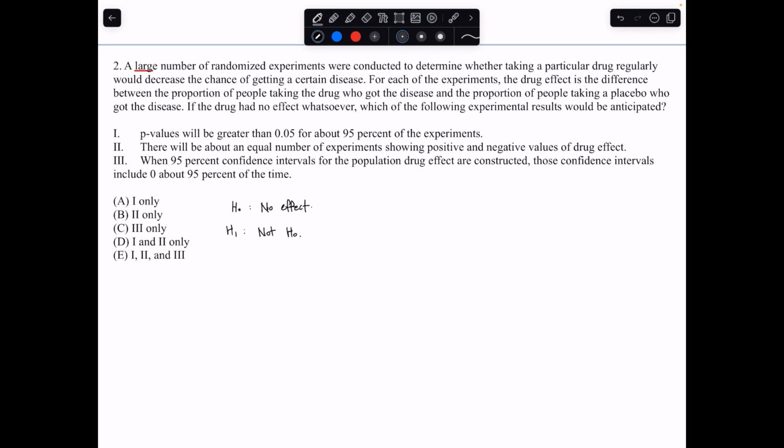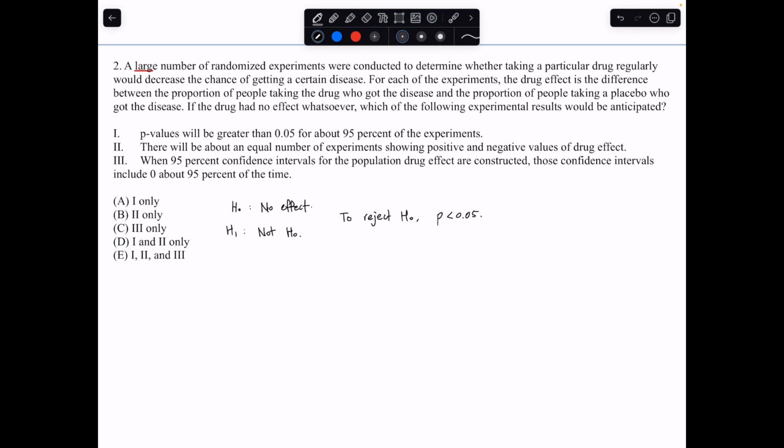And then I'll go ahead and write the conditions, right? So we know that in order to reject the null hypothesis, the p-value has to be less than 0.05, right? p-value has to be less than 0.05.